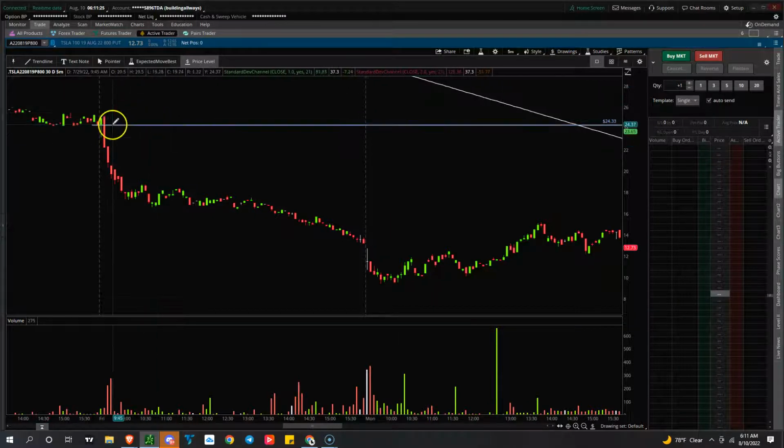All right, so that is the first supply level, 24.33. Now I don't just do this. I want the whole zone. So what makes up this zone is the closing price of that same candle, this is going to be the resistance.